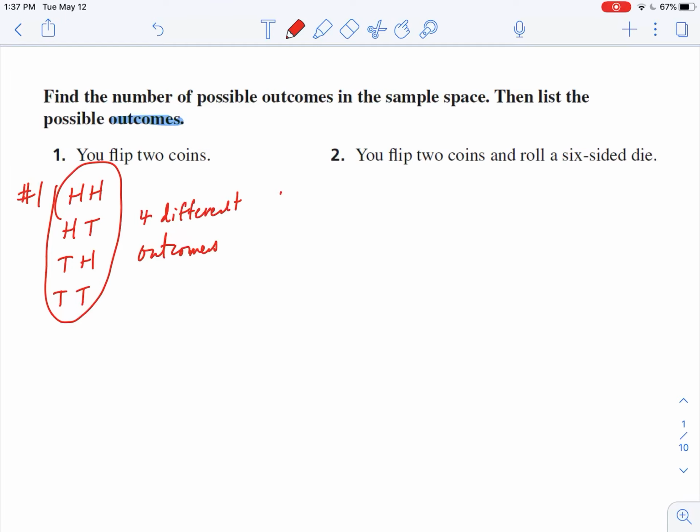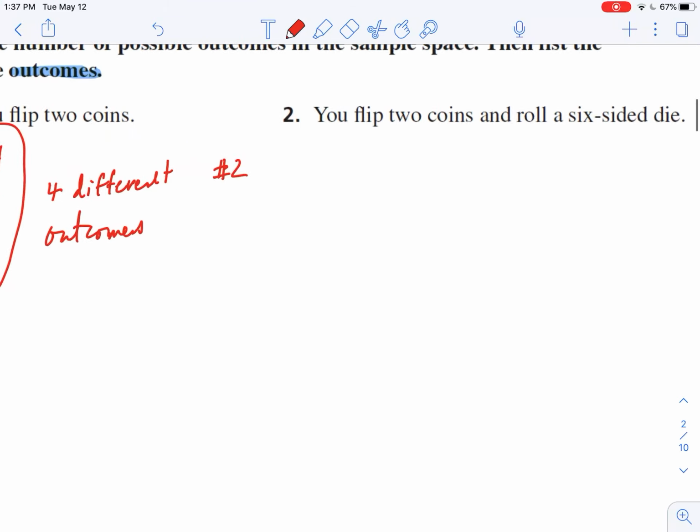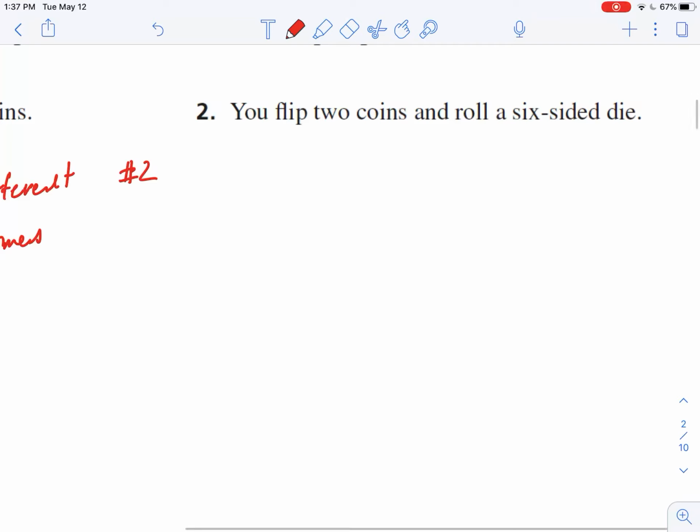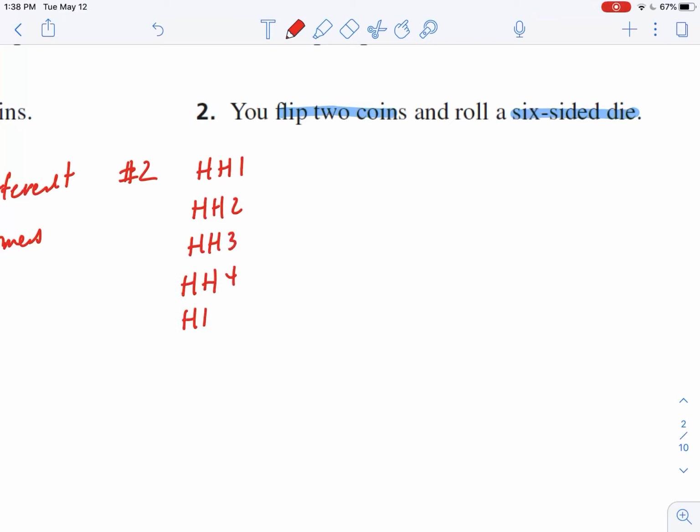All right, so problem number 2 is going to be a little more involved experiment. We're flipping 2 coins and rolling a 6-sided die. So the experiment involves flipping 2 different coins and then also rolling a die. We could get a head followed by a head followed by the number 1. And we could go head, head, 2, head, head, 3. This is going to be painful, so just bear with me. We are having to write out every single one of these options.